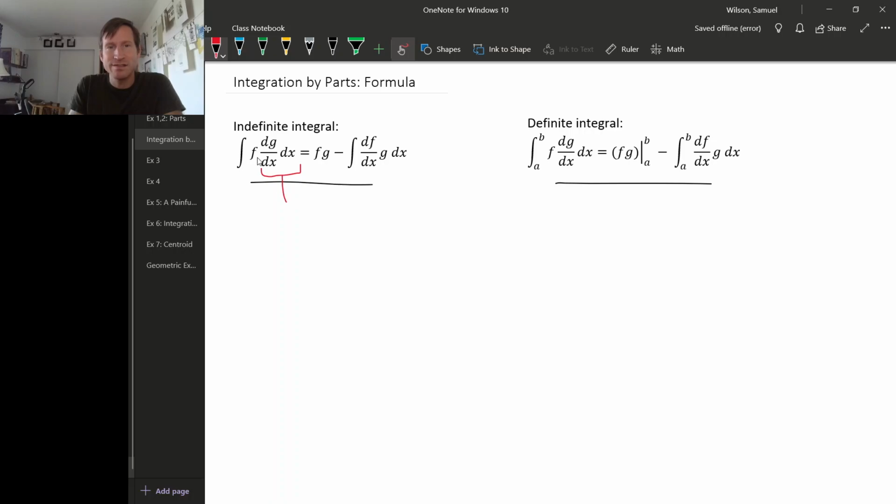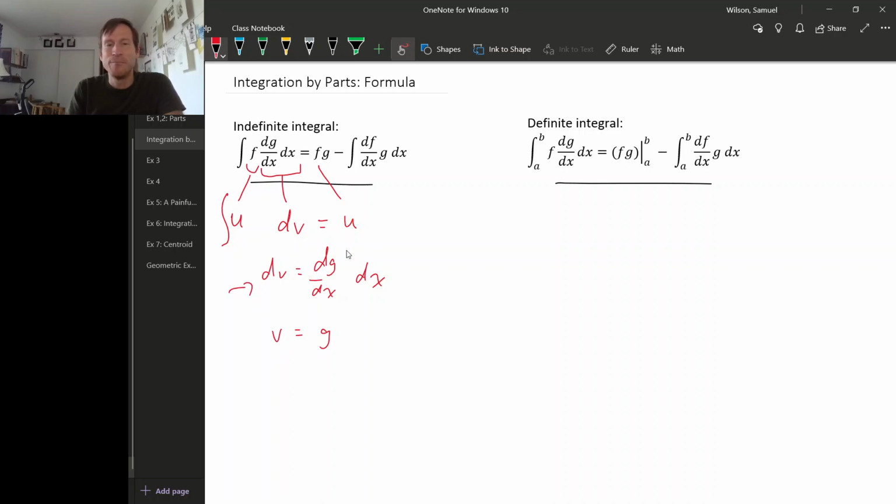dg dx times dx. Let's call this dv. F, we're going to call this u. So we're just renaming things a little bit. If u is f, then the f on the right-hand side here is, well, that's still u. Sorry, on the left we have integral of u times dv. On the right-hand side, f is still u. G, well, if dv is dg dx times dx, then v is just g, right? Both of these are functions of x, and if you do differentials, you get this.